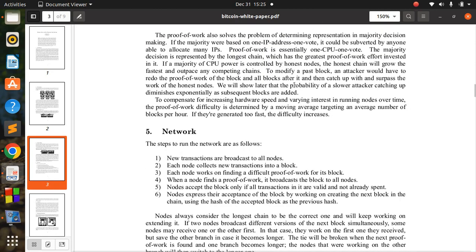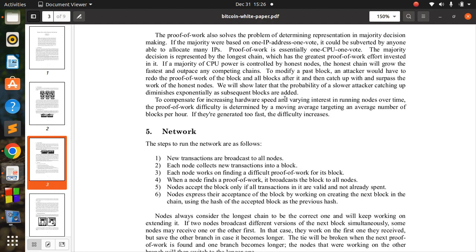Now, to modify a past block, an attacker would have to redo the proof of work of the block and all blocks after it, and then catch up with and surpass the work of the honest nodes. We will show later that the probability of a slower attacker catching up diminishes exponentially as subsequent blocks are added. As other miners are finding random keys and adding transactions to the chain of blocks, it's trying to tell you that that's where the calculation comes in. It diminishes exponentially. An attacker will find it hard to surpass the honest nodes, to surpass the honest miners.